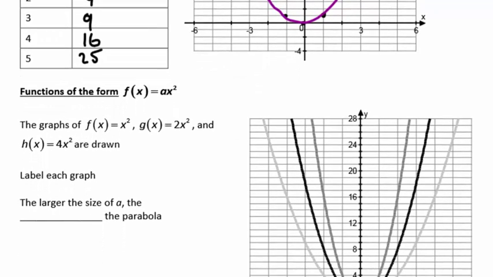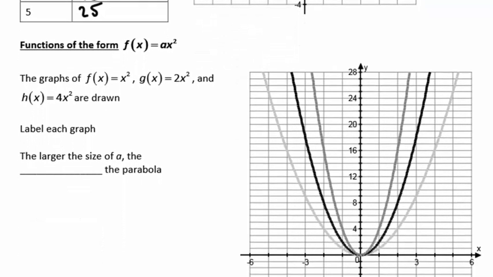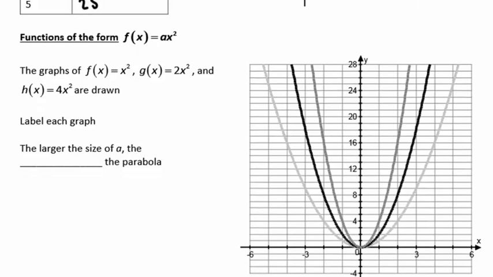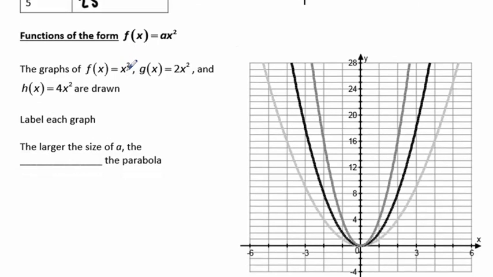First, I'm looking at functions of the form f of x equals a times x squared. So there are three graphs drawn here. One of them is x squared, one of them is 2x squared, one of them is 4x squared, and I want to identify each of them. So I want to know what f of x equals x squared looks like. I know it has points 0, 0, 1, 1, 2, 4, 3, 9, etc. So this one must be f of x.